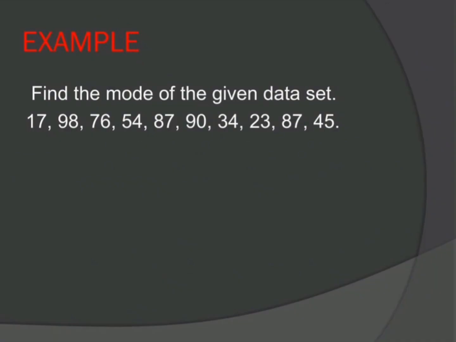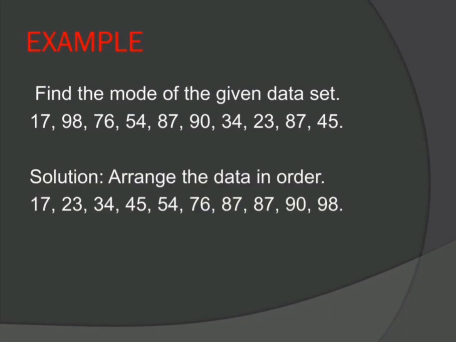Another example: find the mode of the given dataset: 17, 98, 76, 54, 87, 90, 34, 23, 87, and 45. So we're going to do the same process we did earlier. We need to arrange them in ascending order, but it is up to you if you're going to arrange it into ascending or descending. But in my case, I use the ascending order. So it is 17, 23, 34, 45, 54, 76, 87, 87, 90, and 98.